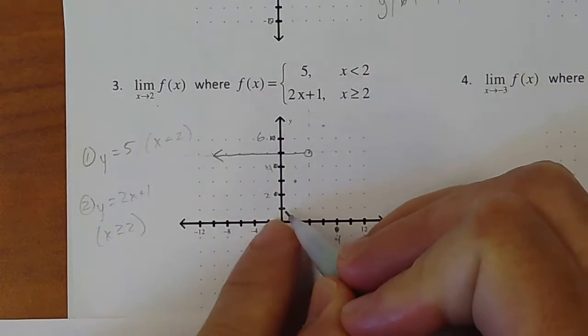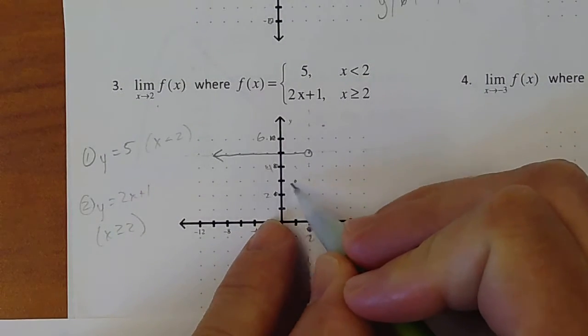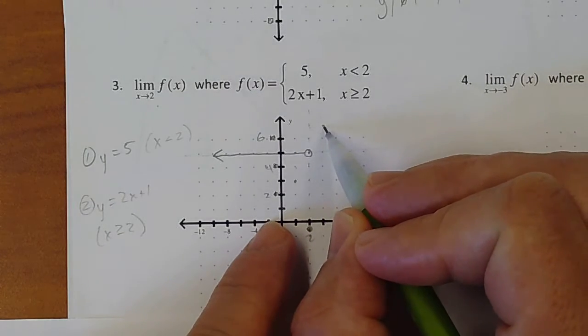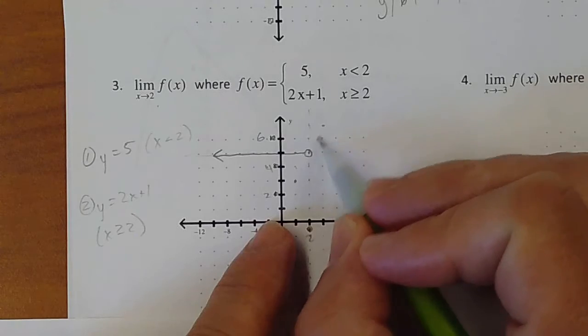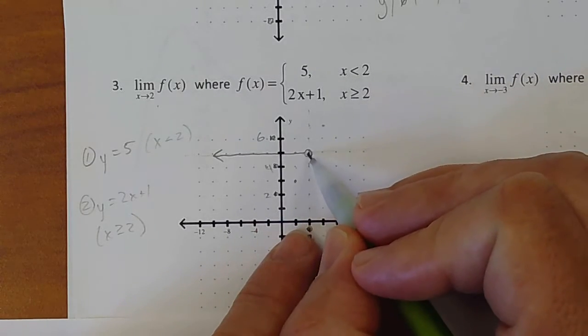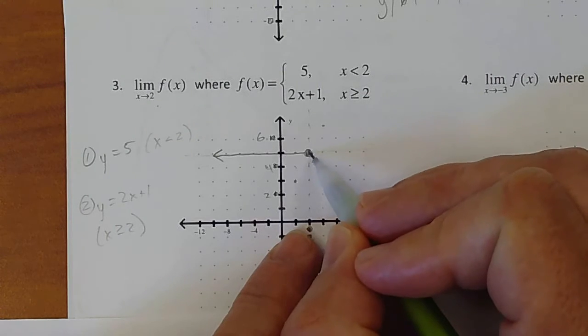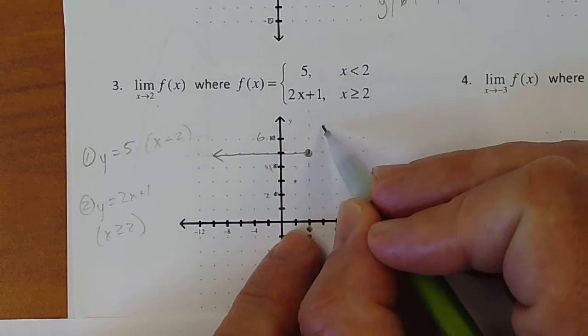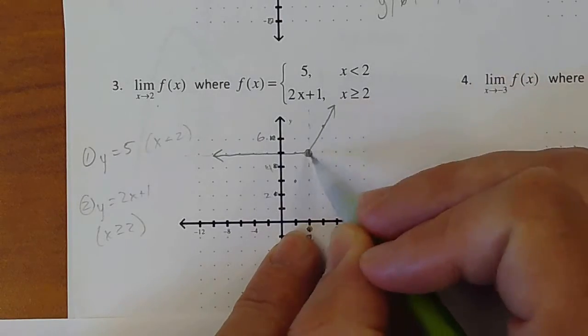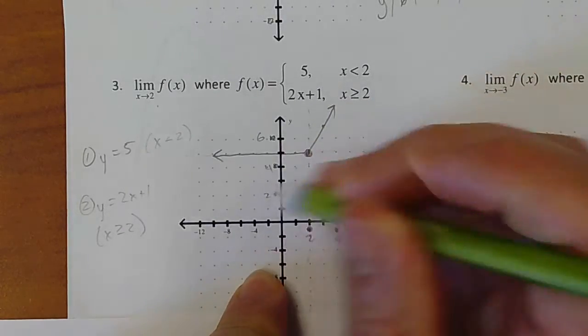Okay, so I just started at 1 and went up 2 over 1, up 2 over 1, up 2 over 1. Okay, because this graph has to exist over this way, to the right of 2. Now it's a closed circle, so I'm going to fill in that closed circle over top of an open circle, and there's the next coordinate I need to draw that line. Okay, I don't really need that coordinate there.